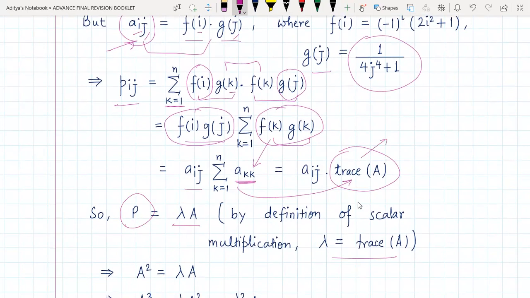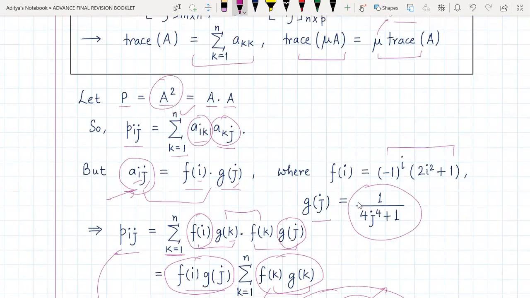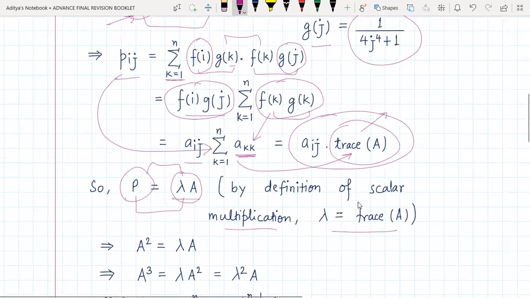Why is this so? Because of the definition of scalar multiplication. If we have a matrix which we define as lambda A, lambda being a scalar, then its general term is given by lambda into A_ij, just like it is happening with P. So that's the reason why P has to be equal to lambda into A. Obviously, their orders are also equal, n by n and n by n, because the order of A² will be n by n only. So that's the reason we have been able to take P equal to lambda into A, lambda being the trace.